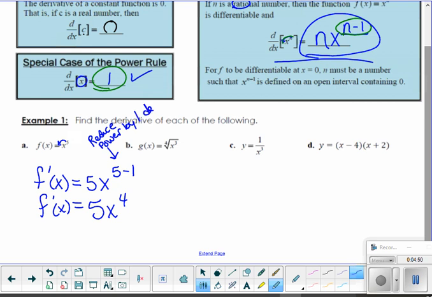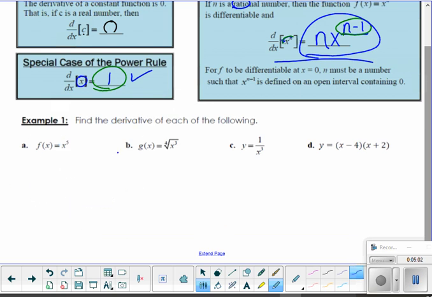By 1 degree. That helps you remember. Okay, on to b. Oh, b isn't quite as simple, is it? But let's turn it, instead of a radical, into an exponent. So I'd have x raised to the 3/4 power. Okay, now you've identified your n, right?